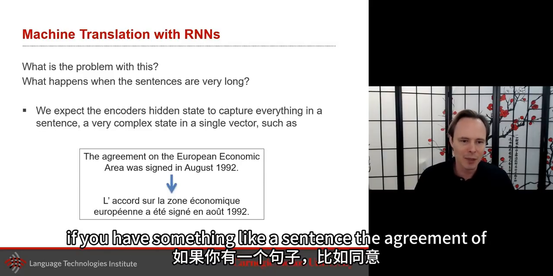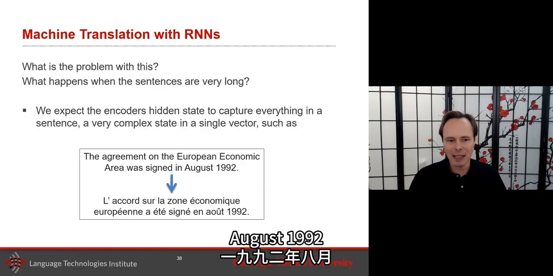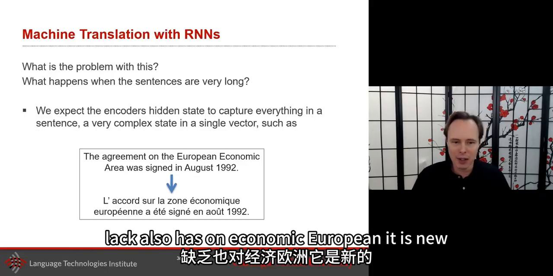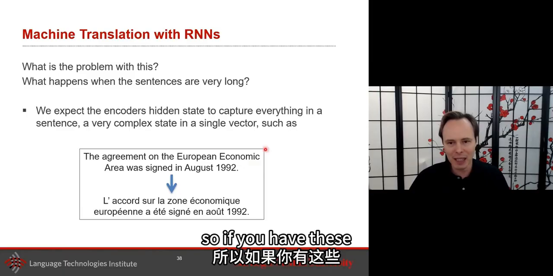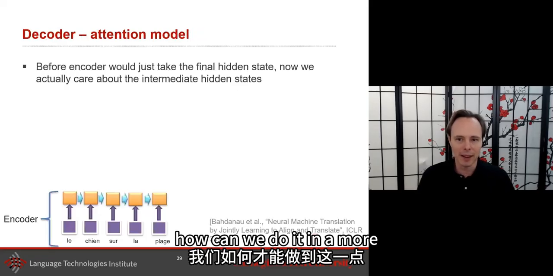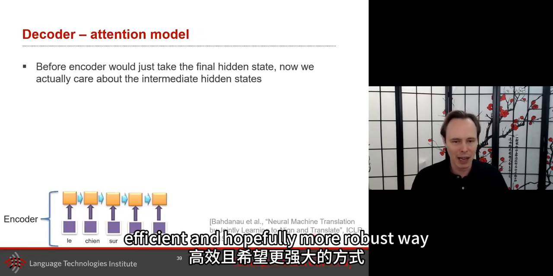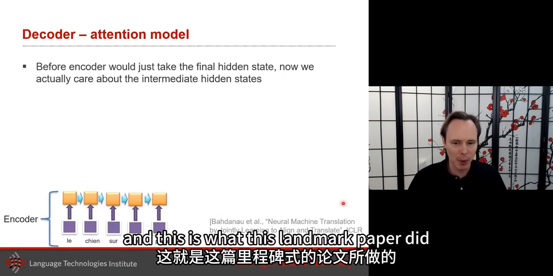So if you have a sentence like, the agreement of the European Union Economic Area was signed in August 1992, L'accord sur la zone économique européenne a été signé en août 1992, and you want to translate it, how can we do it in a more efficient and hopefully more robust way? And this is what this landmark paper did.